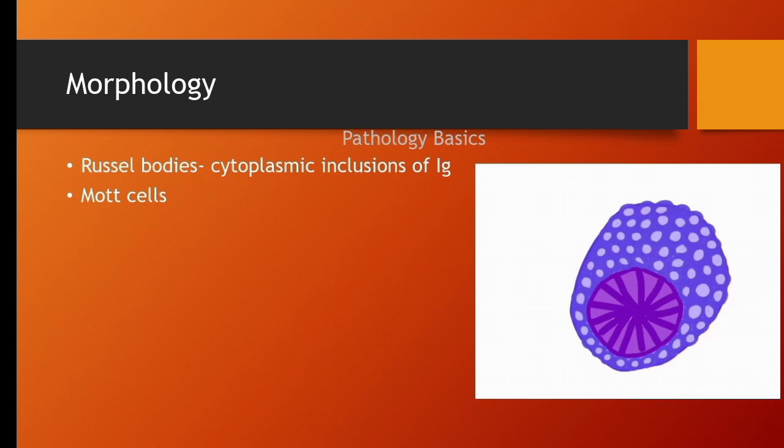A few morphological variations are found in plasma cells. These include Russell bodies and Dutcher bodies. Russell bodies are multiple round cytoplasmic hyaline inclusions. Plasma cells containing Russell bodies are referred to as Mott cells.